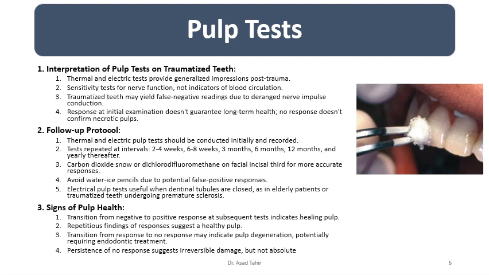Electrical pulp tests are useful when dentinal tubules are closed, as in elderly patients or traumatized teeth undergoing premature sclerosis. Signs of pulp health: a transition from negative to positive response at subsequent tests indicates a healing pulp. Repetitious findings of responses suggest a healthy pulp. A transition from response to no response may indicate pulp degeneration, potentially requiring endodontic treatment. Persistence of no response suggests irreversible damage, but not absolute.